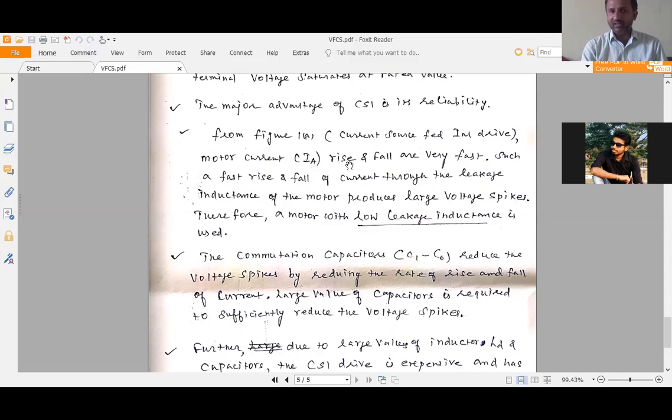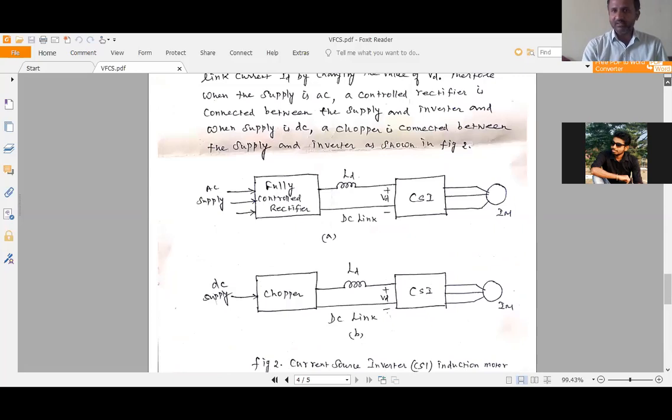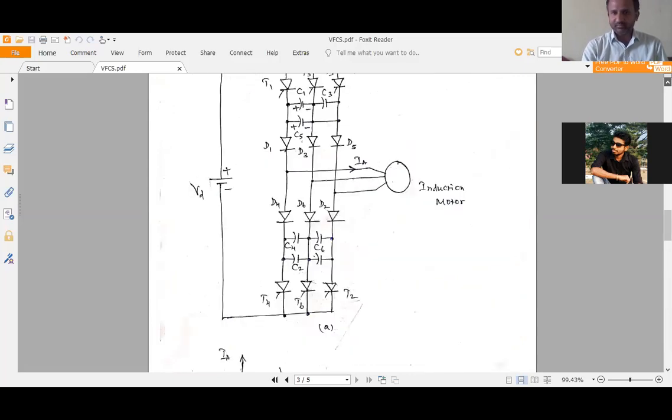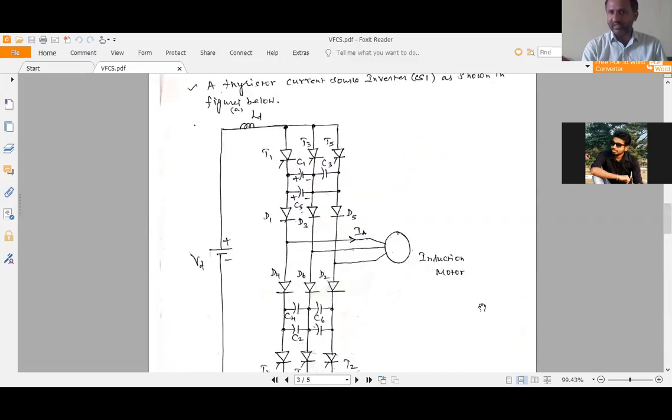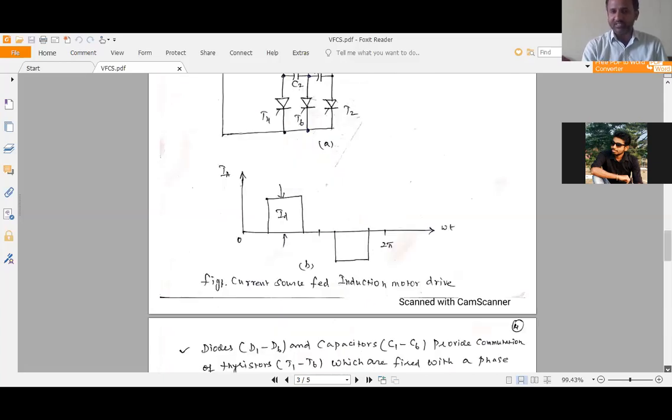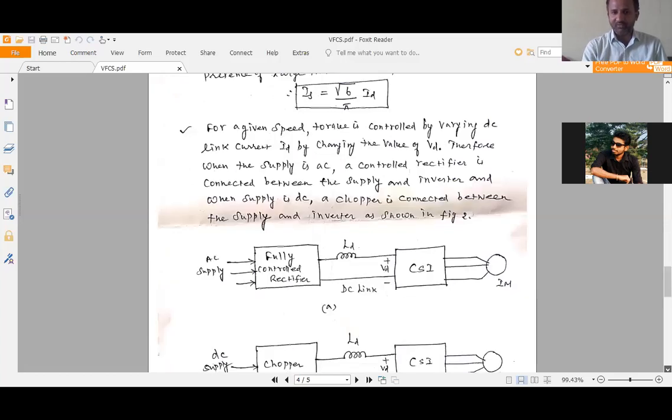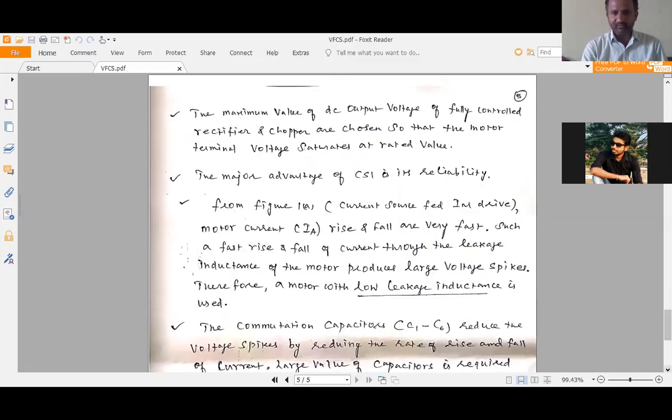The rise and fall of this phase current are very fast. The phase current, which is the output of the inverter, is fed to the induction motor. We are going to discuss the rise and fall of that phase current IA from figure 1A. The motor current is nothing but the phase current, and its rise and fall are very fast.